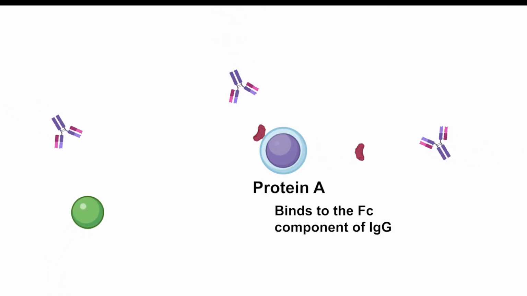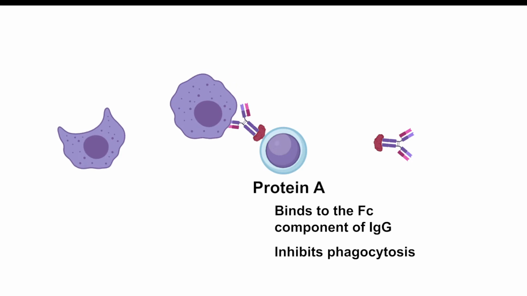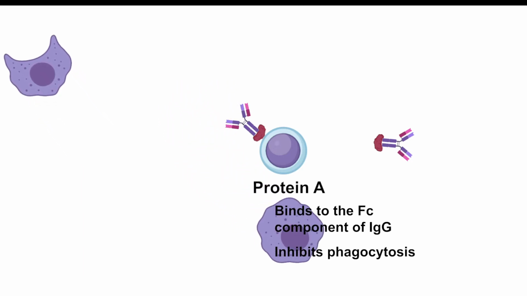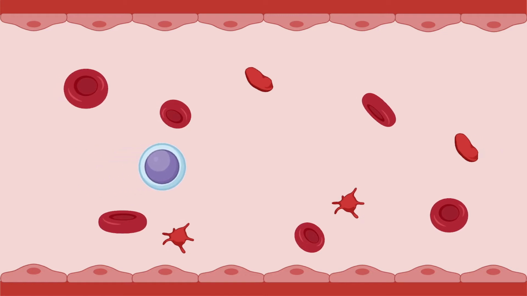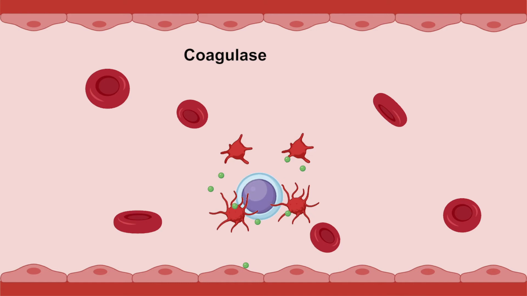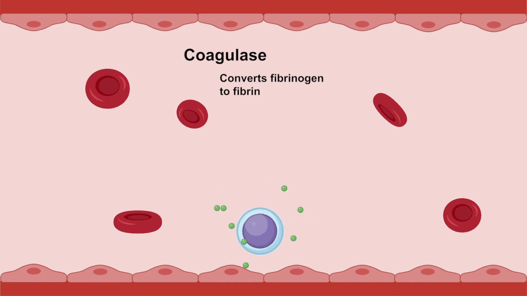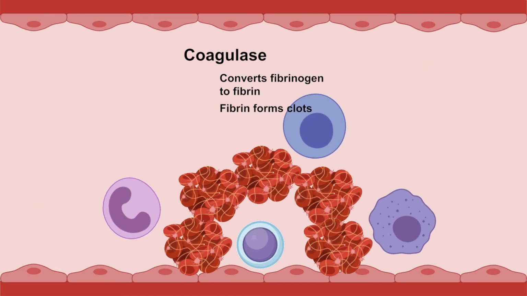S. aureus can avoid opsonization as it contains a protein A on the surface of its cell wall. Protein A binds to the Fc component of IgG antibodies to inhibit phagocytosis, as the Fab component cannot bind. Furthermore, S. aureus produces invasins to assist it in entering the body. Coagulase is used to convert fibrinogen to fibrin. Fibrin forms clots that S. aureus can use to hide from the immune system.